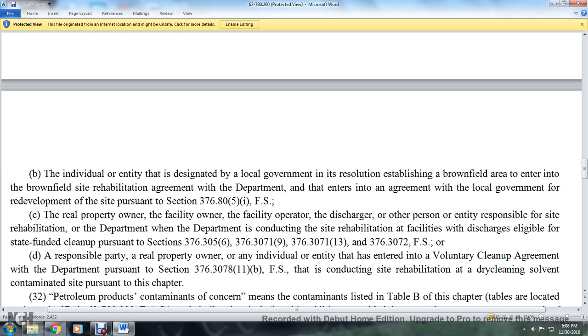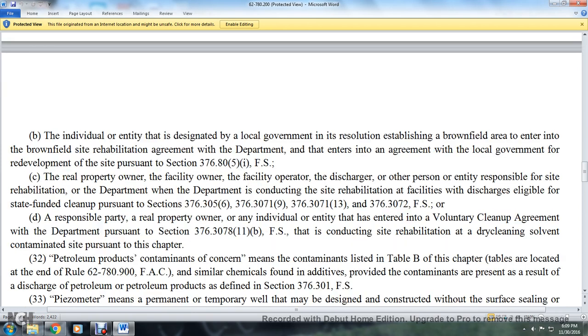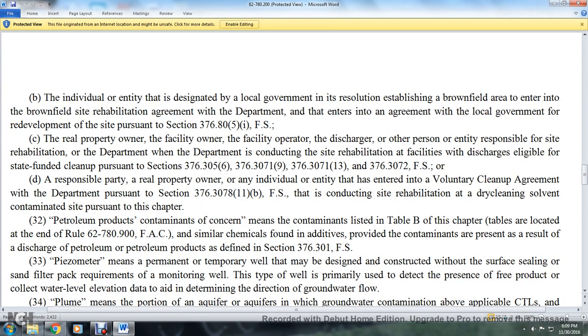376.3071(3), 376.3072, Florida Statutes. A responsible party, real property owner, or individual or entity that has entered into a voluntary cleanup agreement with the department pursuant to section 376.3078(11)(b), Florida Statutes, conducting site rehabilitation of a dry cleaning solvent contamination site, pursuant to the chapter on petroleum product contamination.